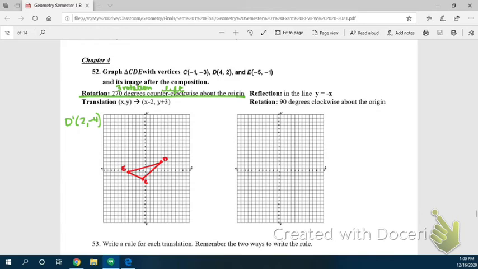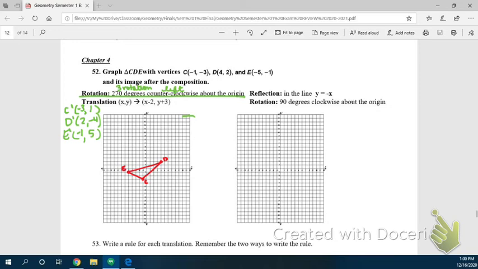I'm going to keep going. When I look at my new C, I guess I missed C. When I look at that C, and I have it turned sideways, it's at -3, 1. And then when I look at my E, it is at -1, 5.